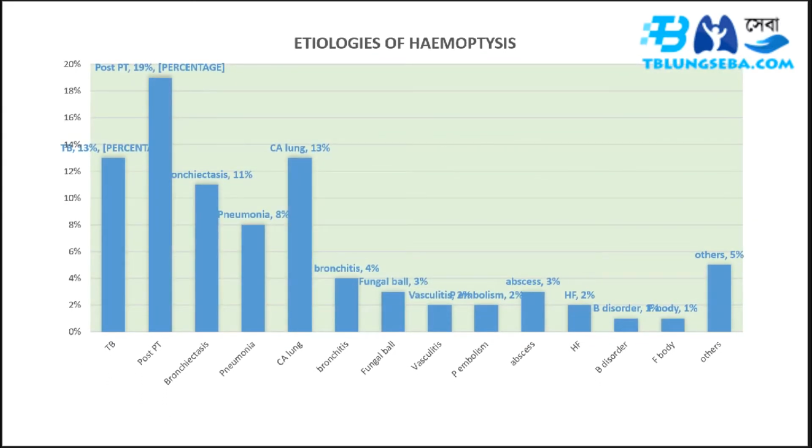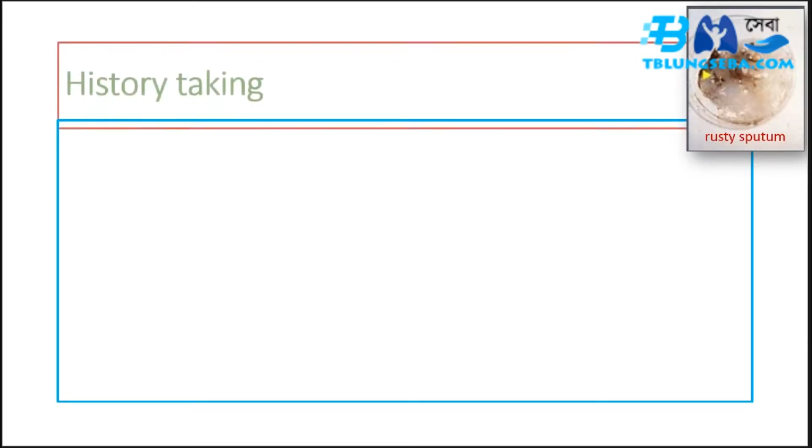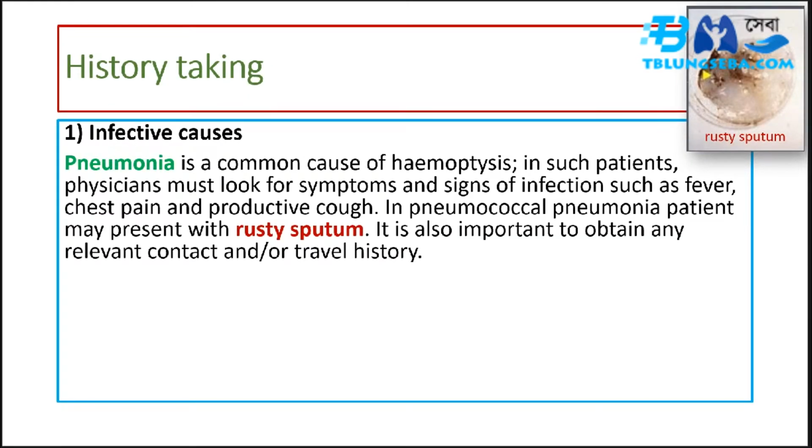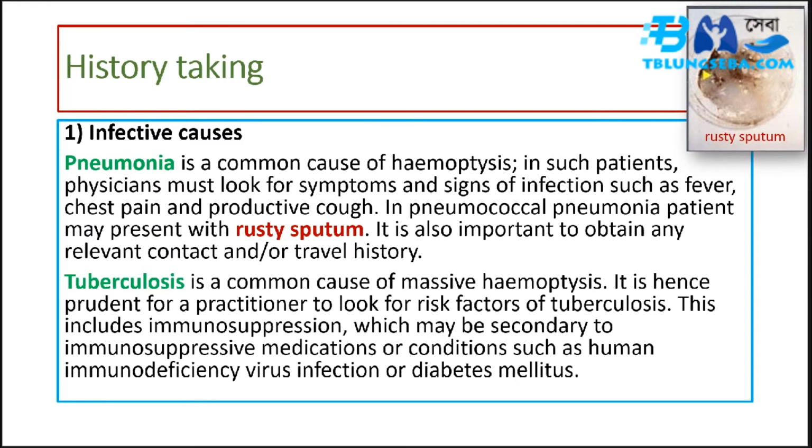Etiologies of hemoptysis: history taking. One, infective causes. Pneumonia is a common cause of hemoptysis. In such patients, physicians must look for symptoms and signs of infection such as fever, chest pain and productive cough. In pneumococcal pneumonia, the patient may present with rusty sputum. It is also important to obtain any relevant contact and/or travel history.